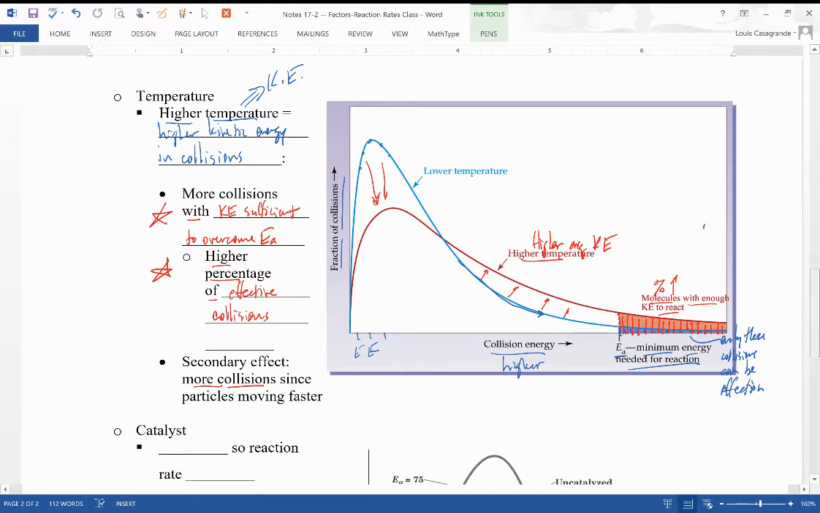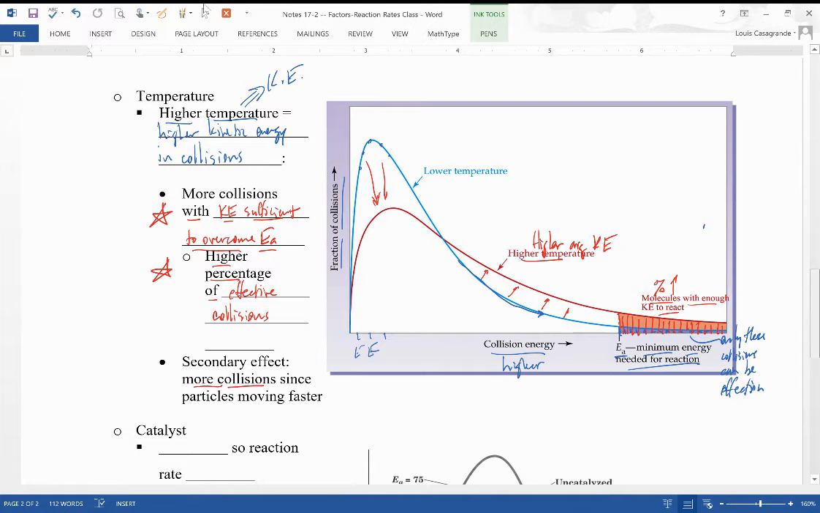And again, I want you to put a star on this. We have enough kinetic energy to overcome that activation energy. And the number of collisions that does that goes up. All right, so that's really all this diagram is showing us. So higher temperature, we have more collisions that have enough energy to react. Lower temperature, we have fewer collisions with enough energy to react. And so the reaction rate is higher at higher temperature and lower at lower temperature.